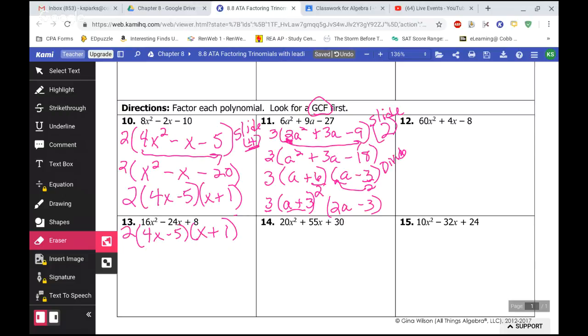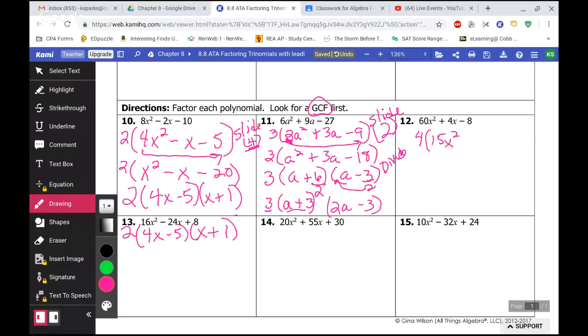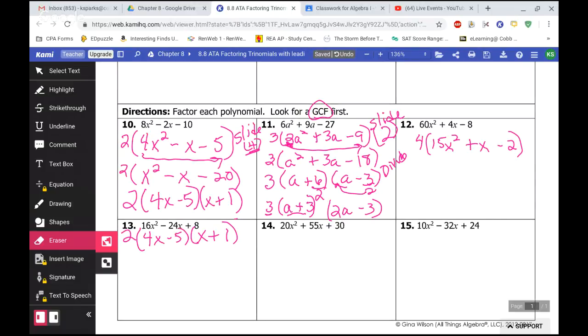All right, number 12. The greatest common factor that can be taken out is a 4. 4 goes into 60 15 times. 4 goes into 4 1 time. And 4 goes into 8 2 times. So now the next step is to slide. Oops, I drew a bad arrow there. I'm sorry, because that could be confusing.